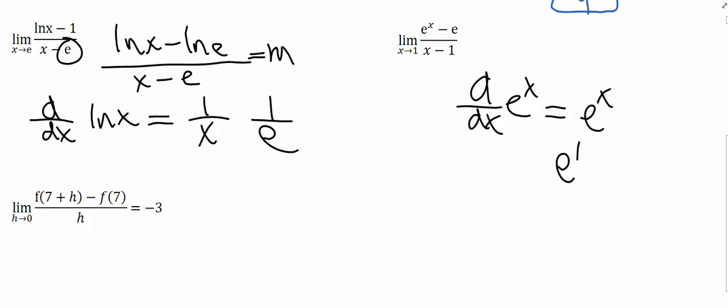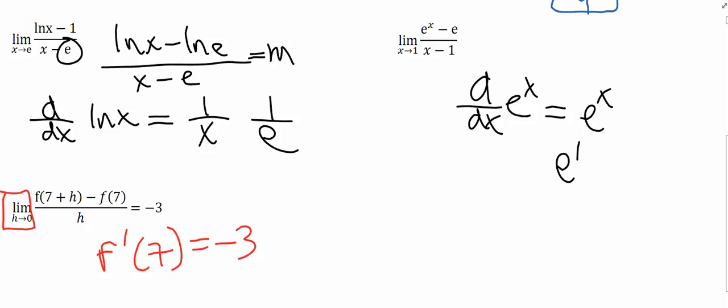Okay. The very last one. Anytime you see this limit as h approaches 0, you ought to be thinking they're asking for the derivative. But here there's no function given. They're just saying f of 7 plus h minus f of 7 divided by h is equal to -3. So really what they're saying is the derivative at the number 7 is equal to -3. So that's about all that we can gather from that.